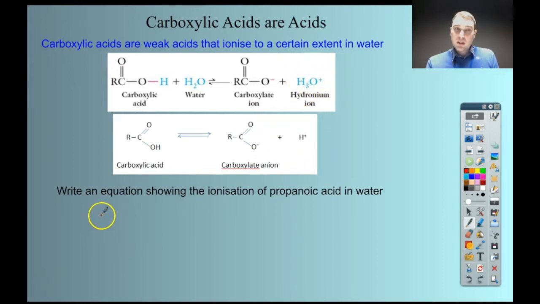So I've got a question here: write an equation showing the ionization of propanoic acid in water. We'll start with the propanoic acid. So methyl, ethyl, propyl, C double bond O, OH.